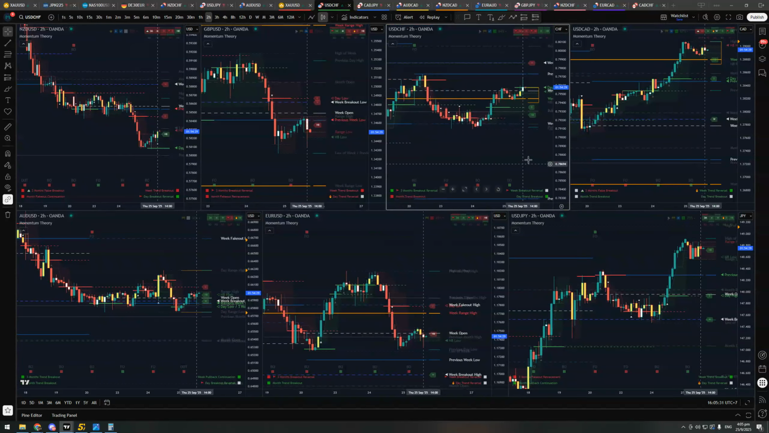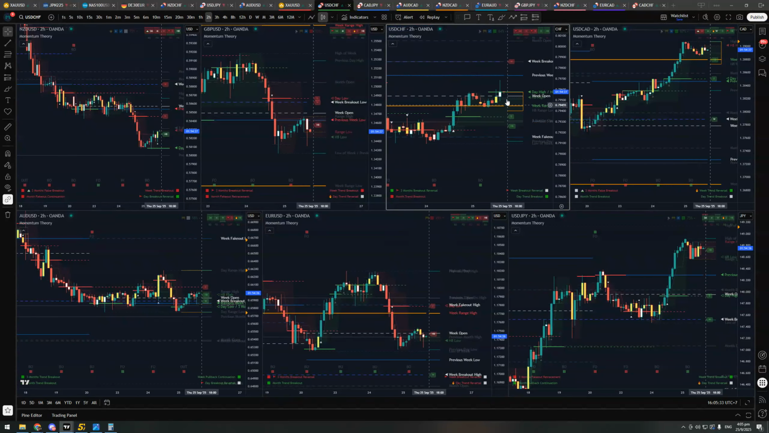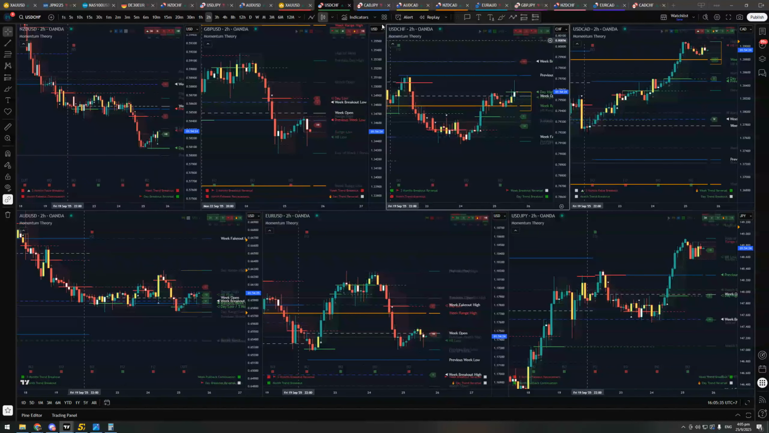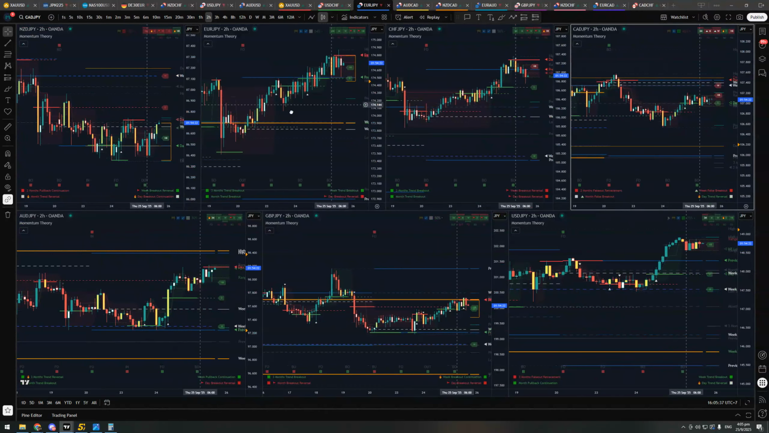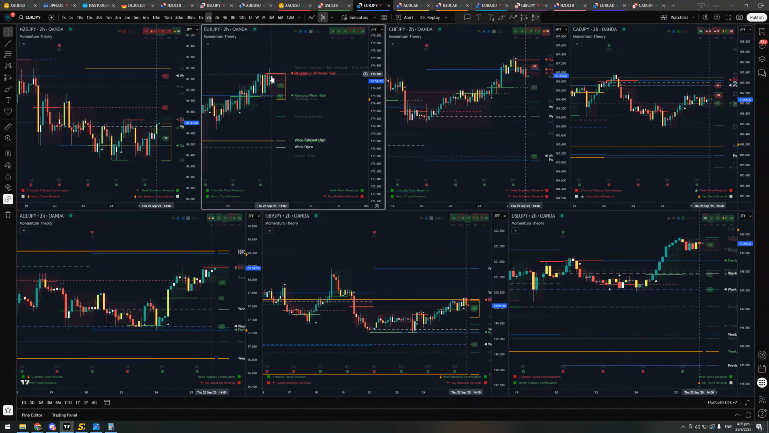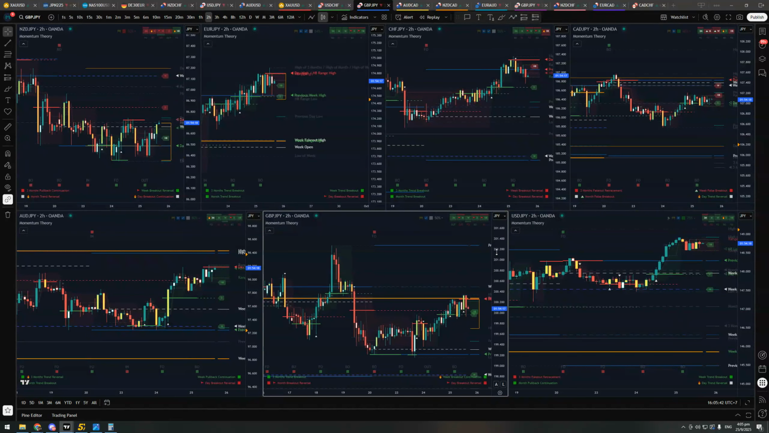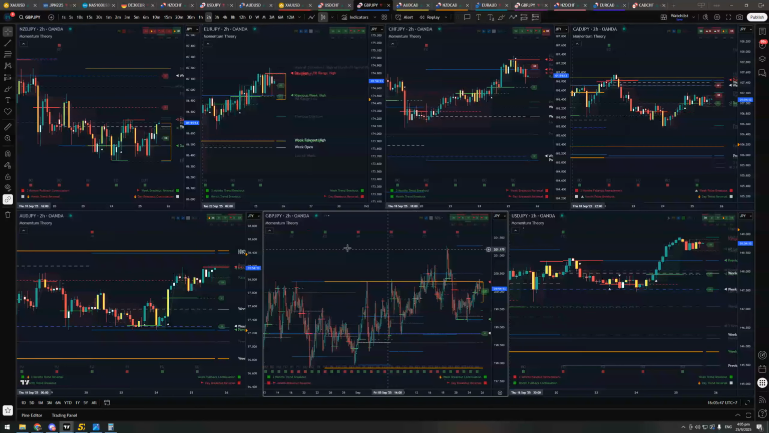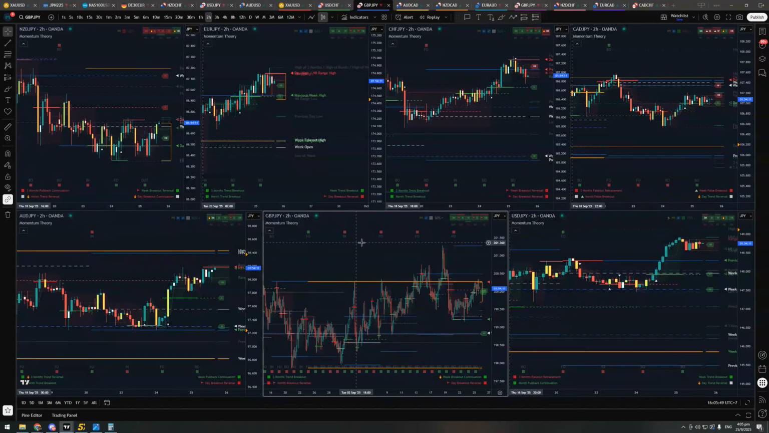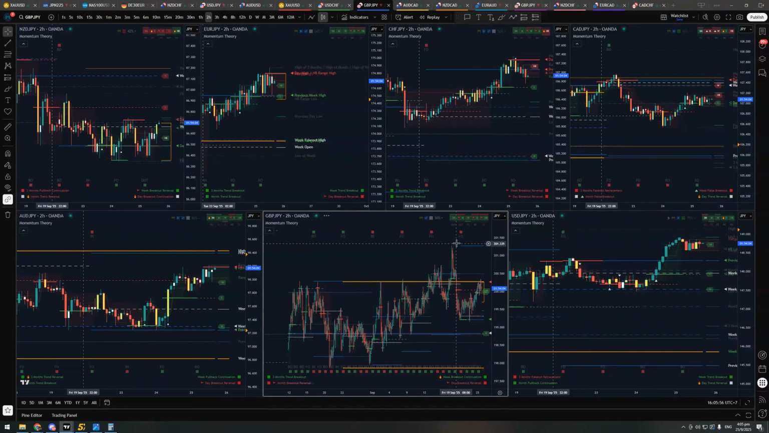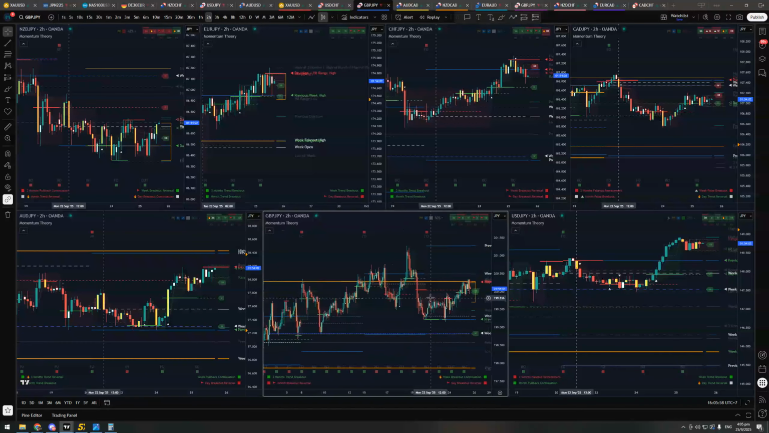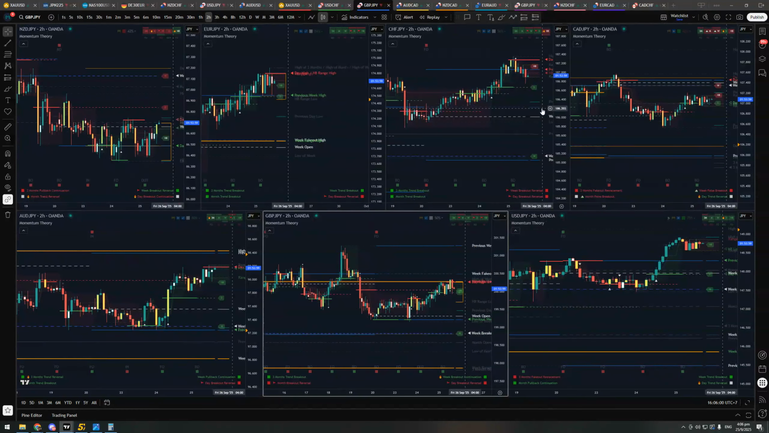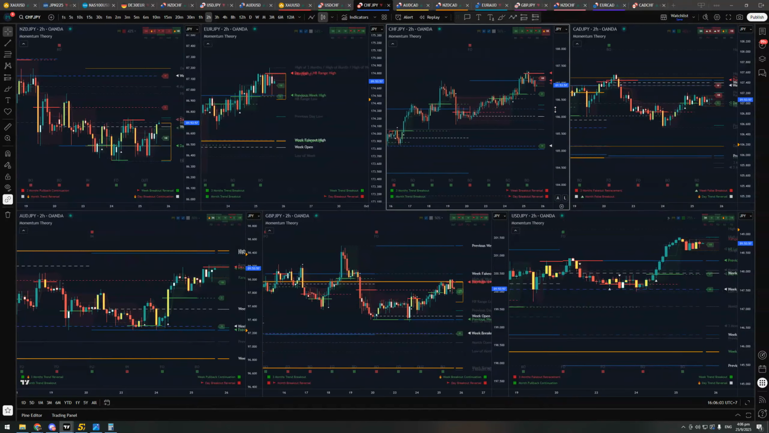USD Swiss. So it tried to break out, faked that instead. Euro JPY, stuck in a big range here. GJ as well. You can see the last couple of weeks have just been no market expansion at all. It's a really bad bar flow here. Just stuck in ranges. Swiss JPY.